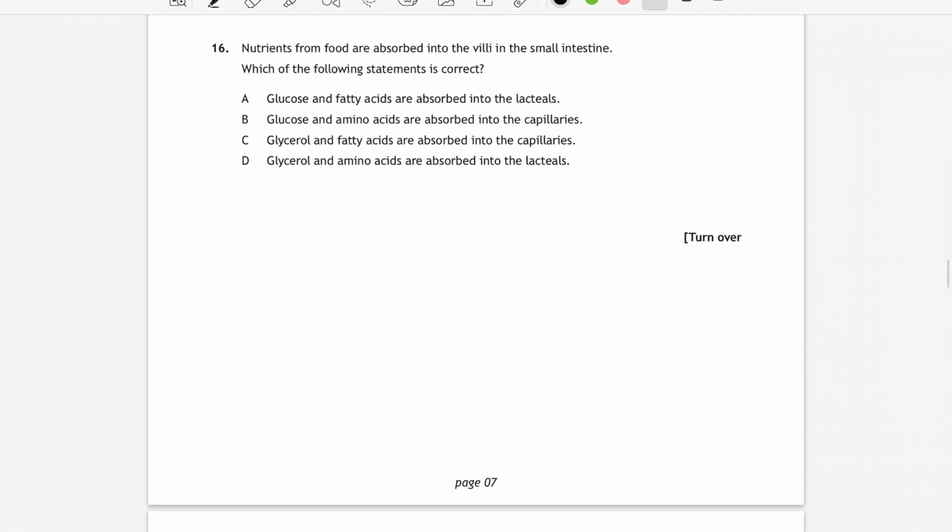Okay, number 16. Nutrients from blood are absorbed into the villi in the small intestine. Which of the following statements is correct? So again, we've got A, B, C, D. Feel free to pause the video. Okay. So again, this is one of those ones that we really do need to revise for. We do need to read our notes on it, but the answer we're looking for here is B. The villi in the small intestine are going to absorb glucose and amino acids.